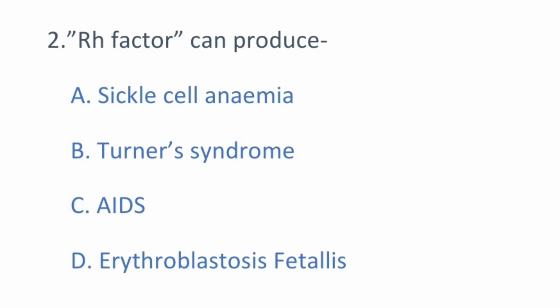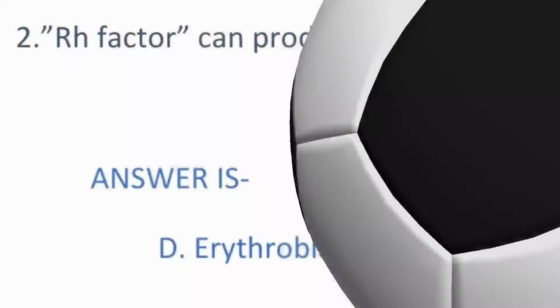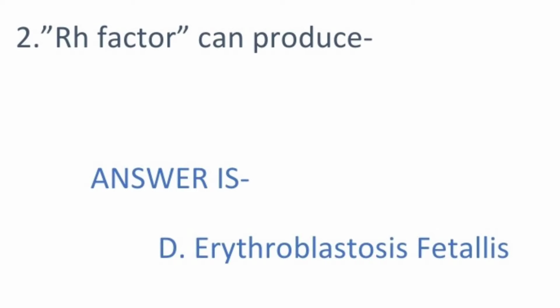Let's jump on to the second question. RH factor can produce, options are number A sickle cell anemia, number B Turner syndrome, number C AIDS, and number D erythroblastosis fetalis. So the answer to your question, RH factor can produce, is option number D erythroblastosis fetalis.